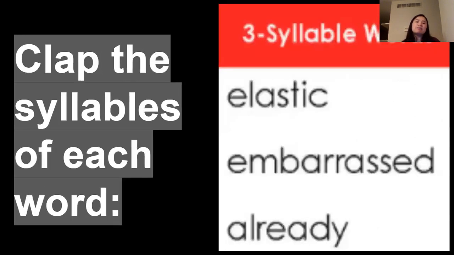So we're gonna do some more clapping with the syllables of each word. We have 3 syllables, so elastic. Let's clap it out. Elastic, elastic, 3 syllables. Okay, embarrassed, embarrassed. Do you say it? Good job, clap it out. Embarrassed, embarrassed. Now the next one is already. Already. You say it. Good job.